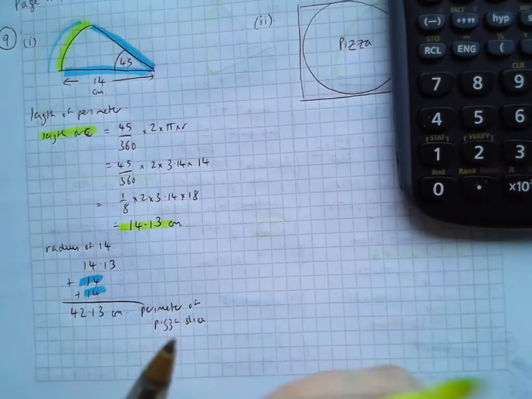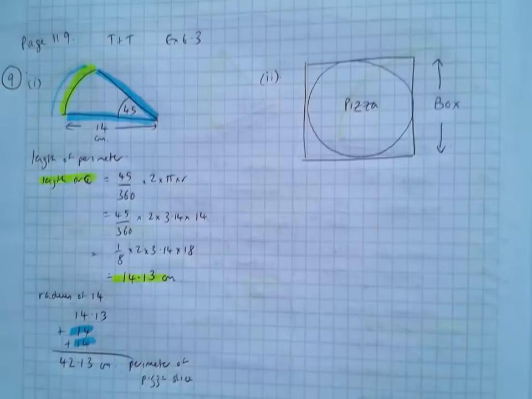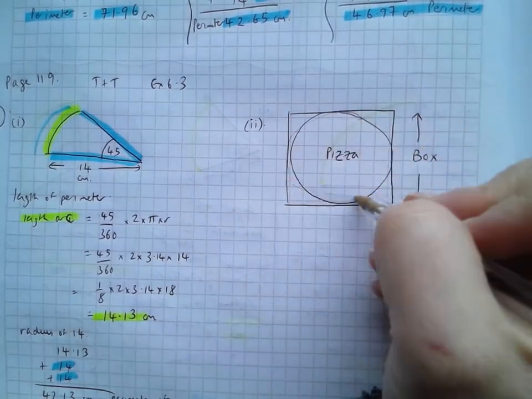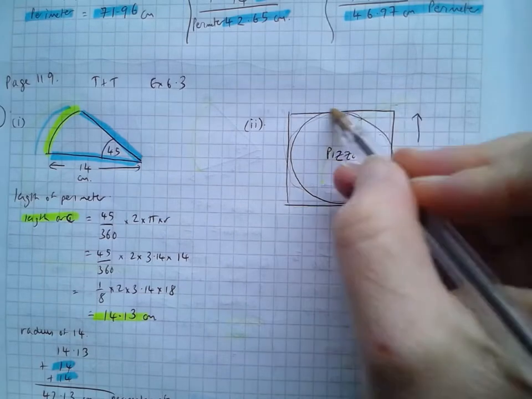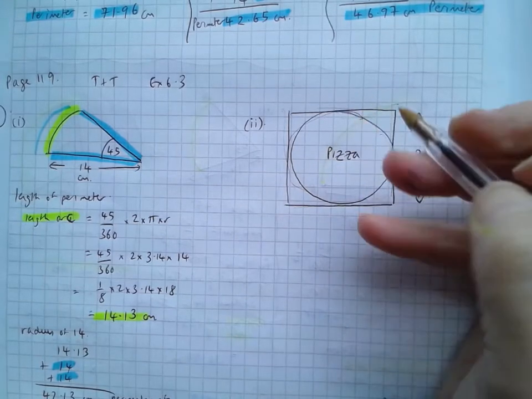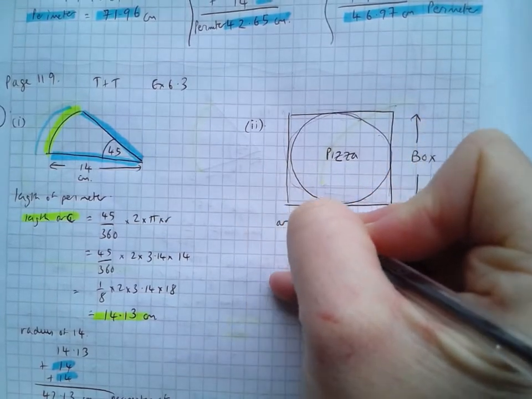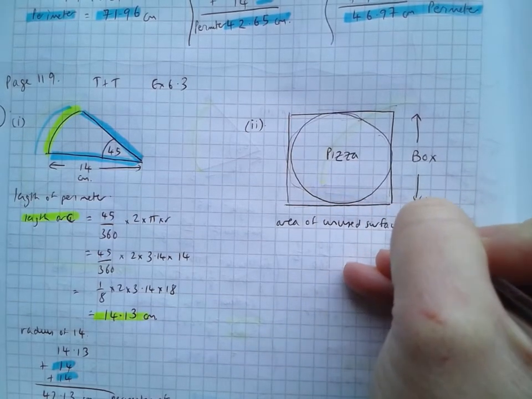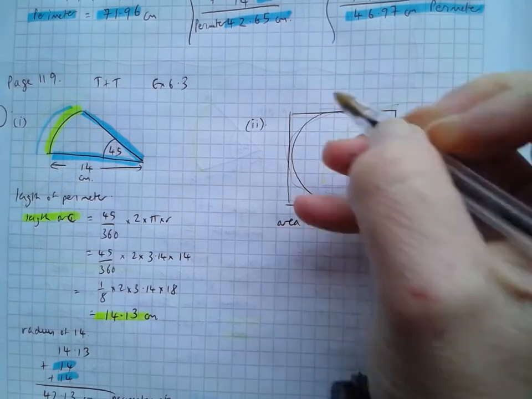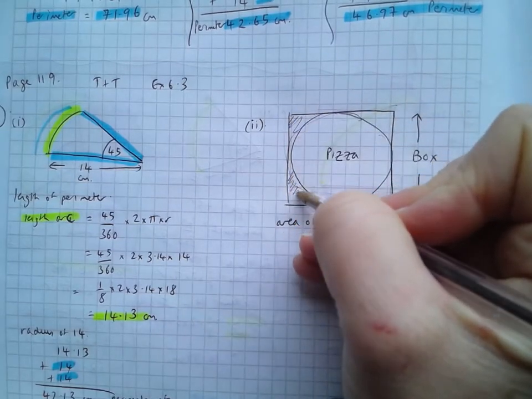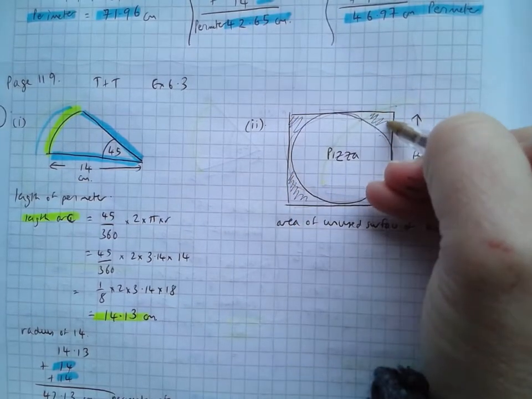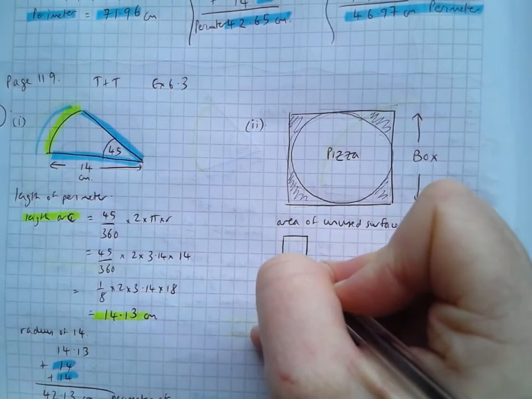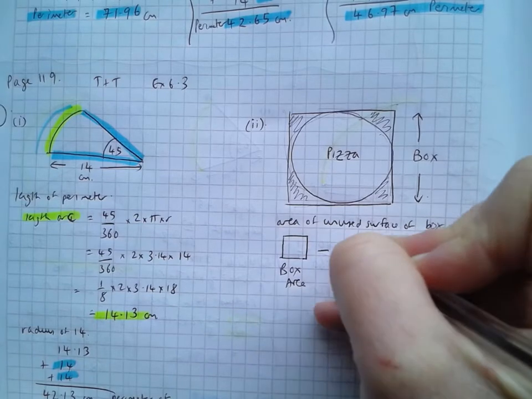Okay, here's our pizza box. We're asked then if this pizza fits exactly into a box. So I've drawn the whole pizza here. Here's the box. Find the area of the unused surface. So we're trying to find the area of the unused surface of the box. So that's this area here. So the area of the unused surface is going to be the area of the box minus the area of the pizza.